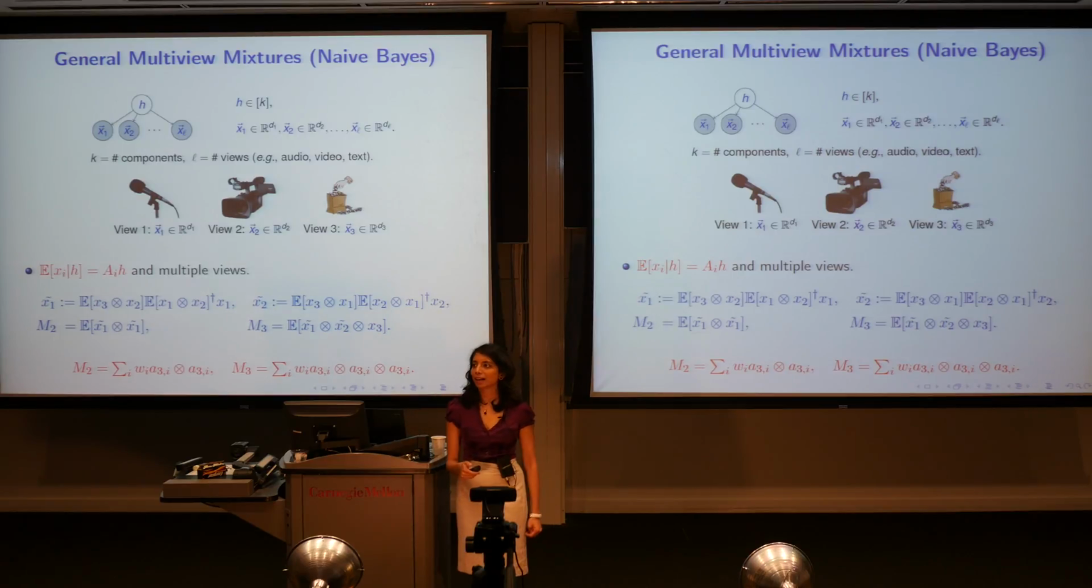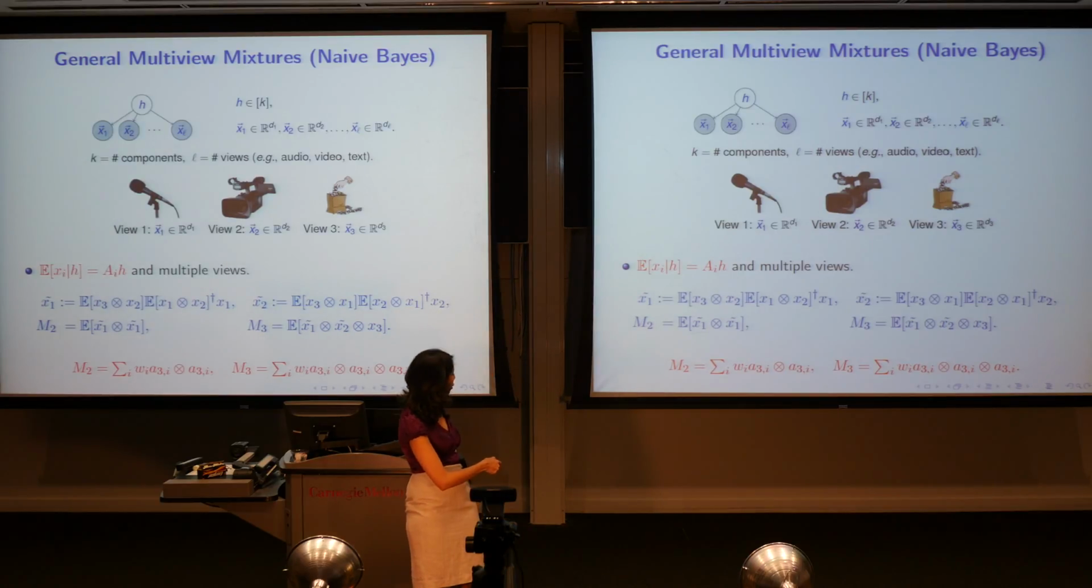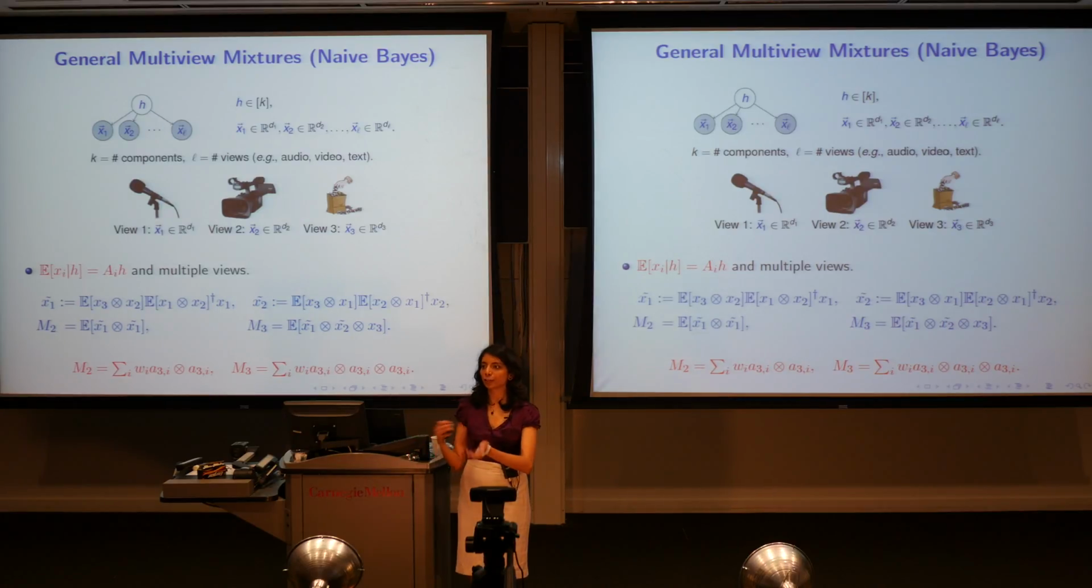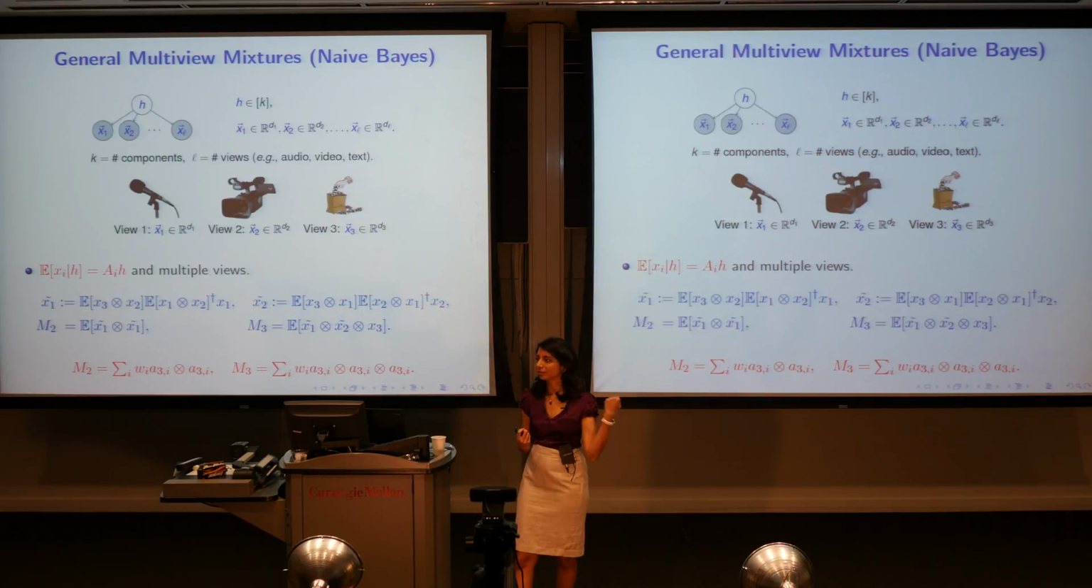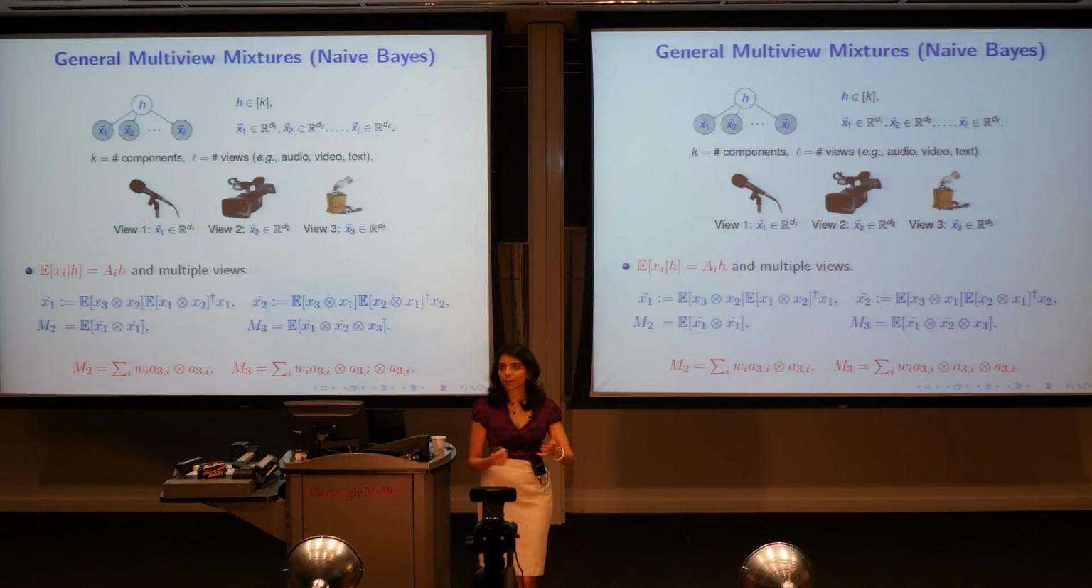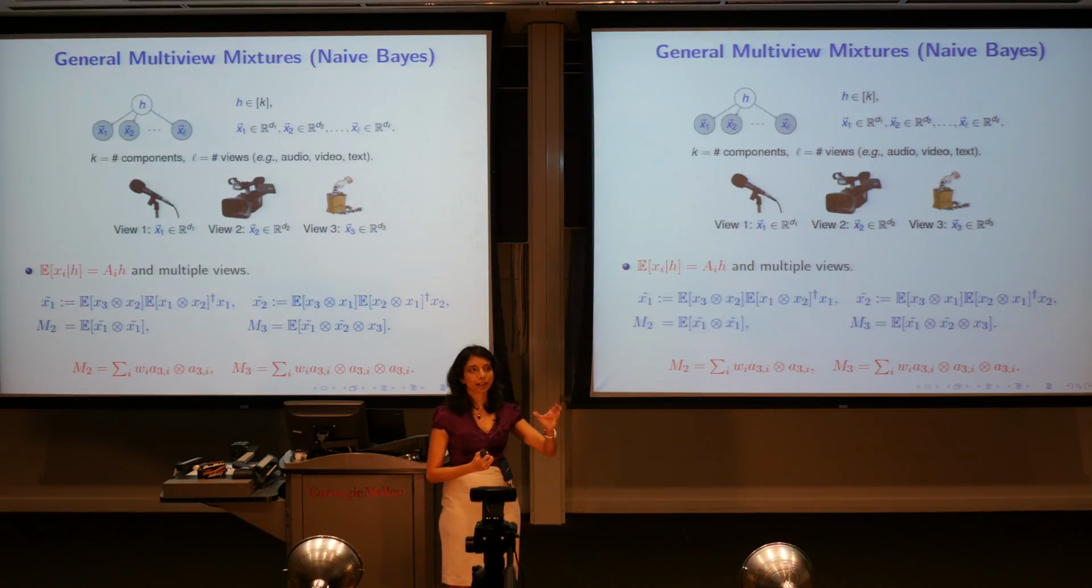Okay, and so here I did the symmetrization. I transformed it to the set of vectors for the third view. You could equivalently do it for any of the views. It doesn't matter. So think of this as a simple symmetrization of my matrix and tensor.